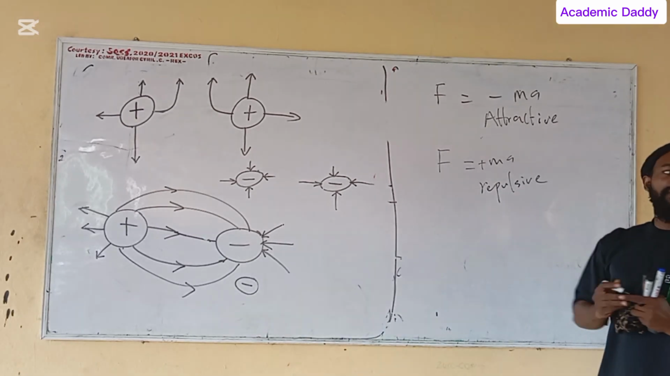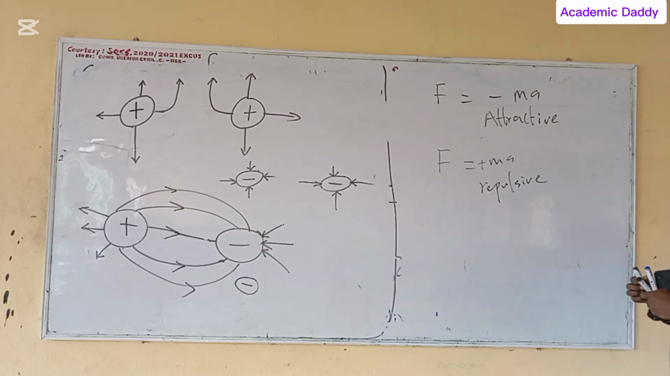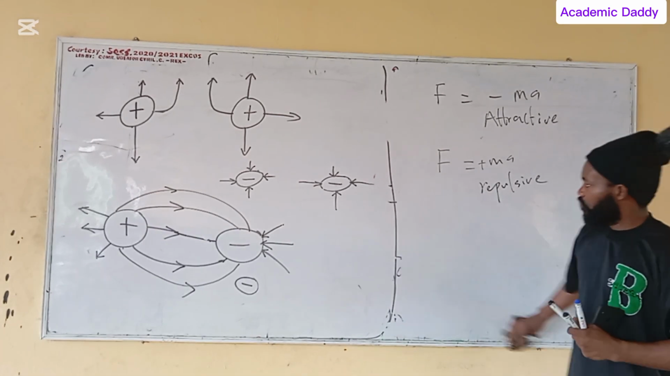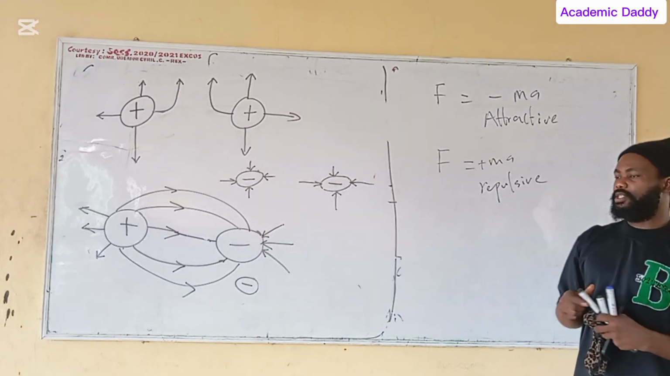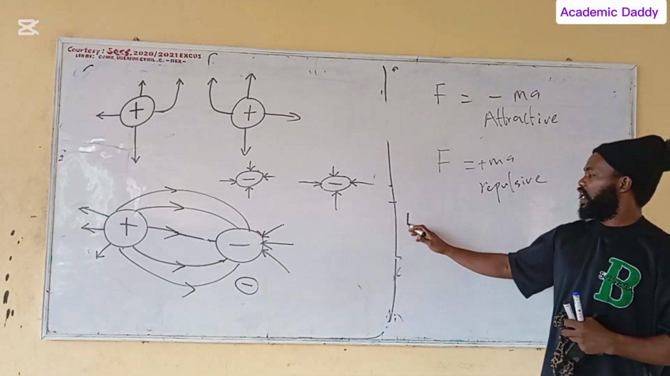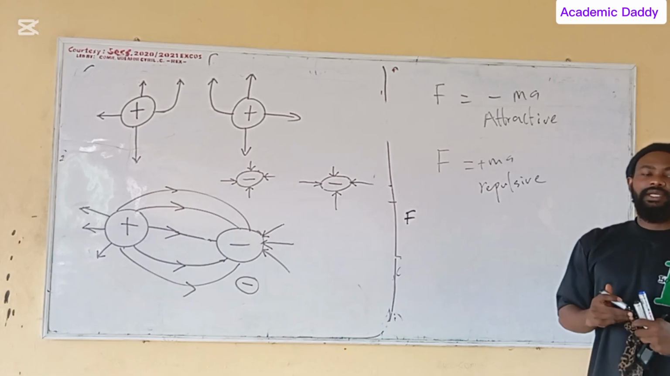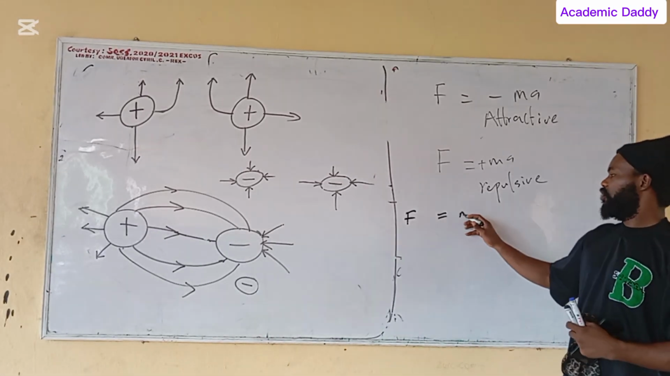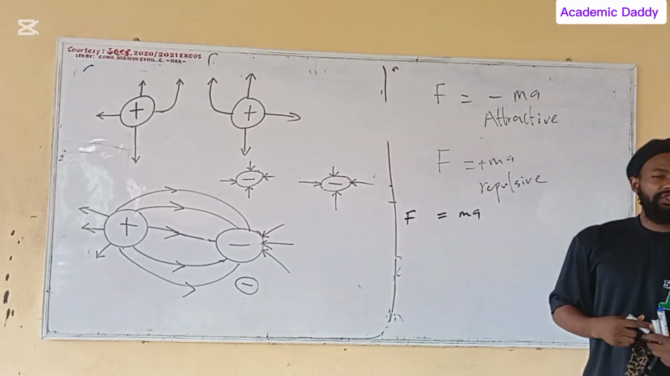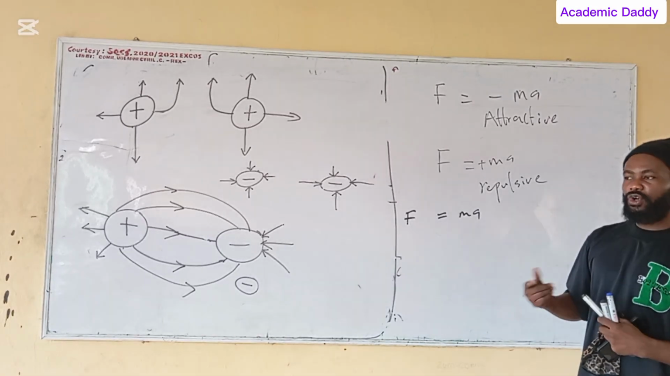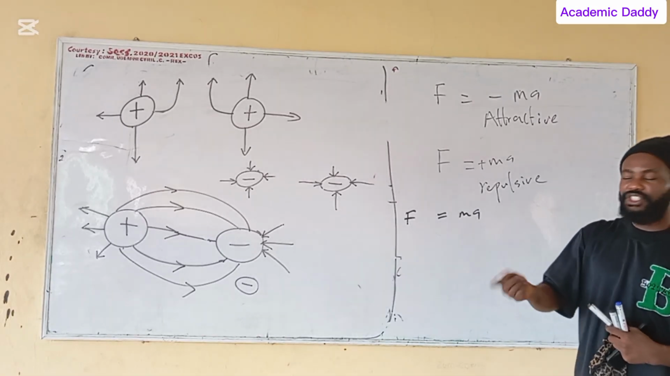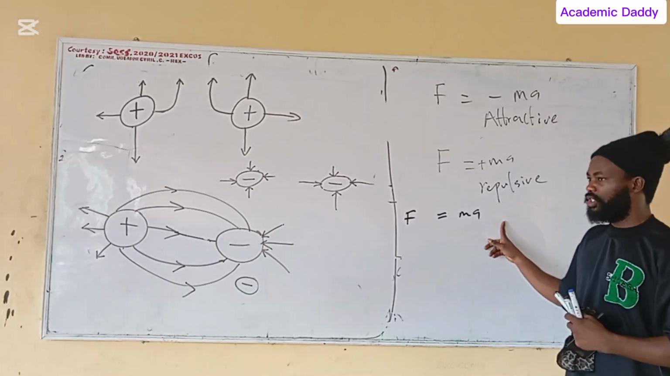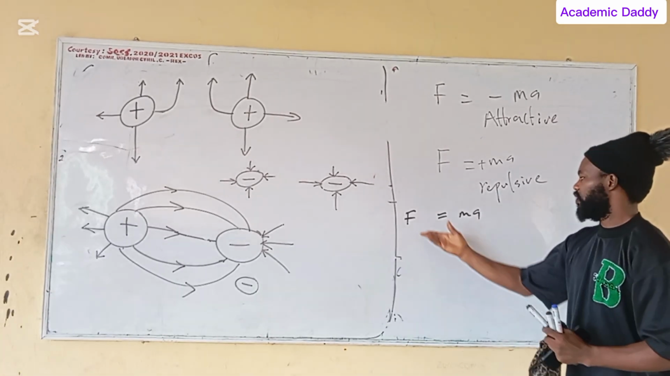It's a repulsive force. And that leads me to the part where I need to tell you that in the course of this electrostatics, anytime you are considering the charge a body possesses, because of the electric field, it is F equals to MA. But if you are considering the force on a body or on a charge due to its electric field, it is simply MA.